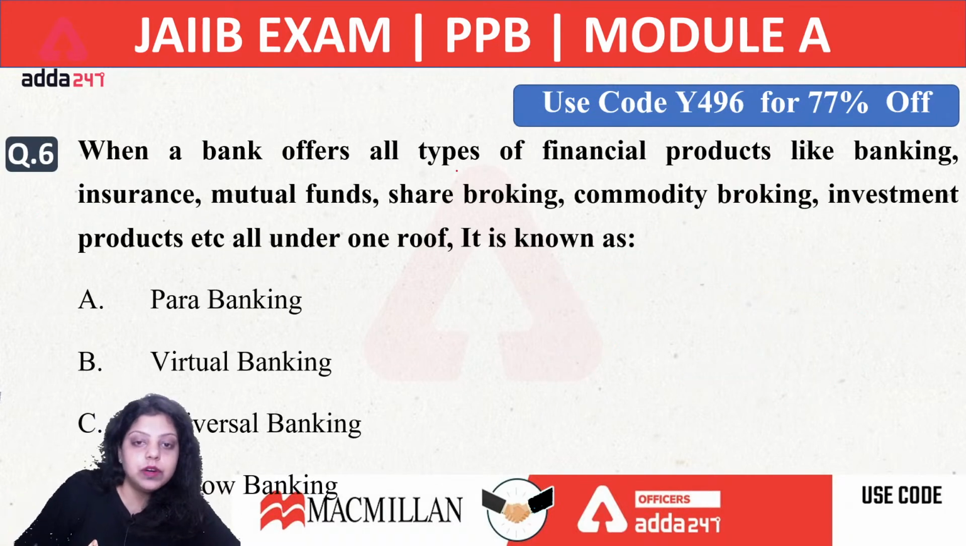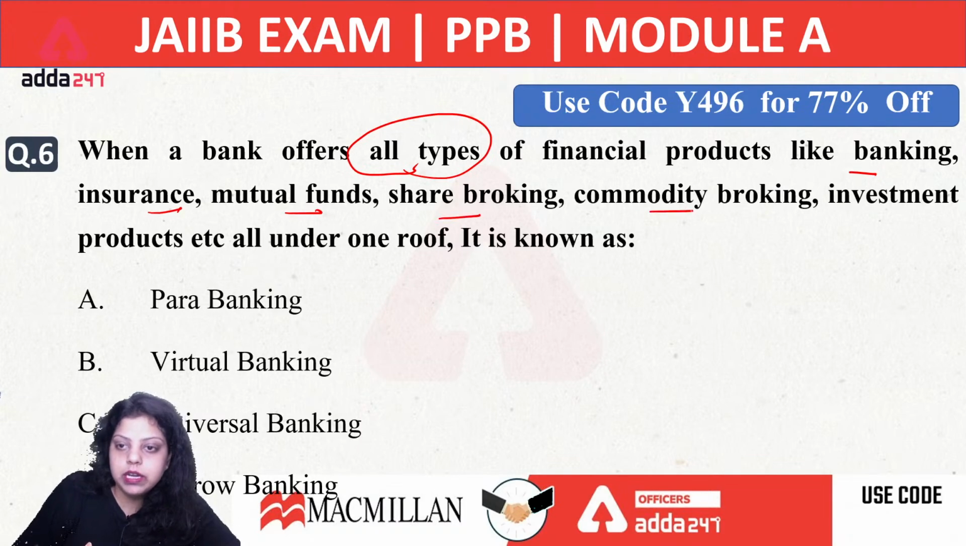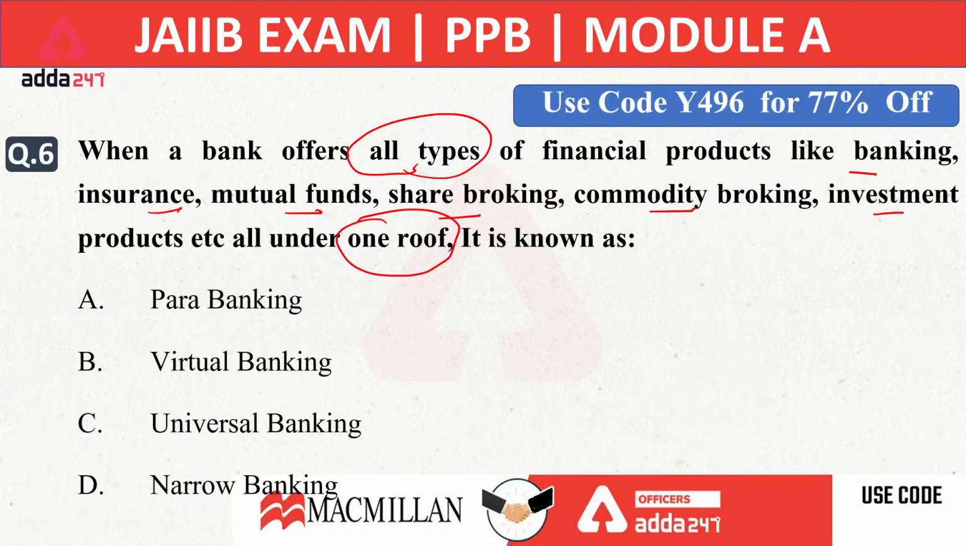When a bank offers all types of financial products like the banking products, insurance products, mutual funds products, share broking, commodity broking, investment products, etc., all under one roof, it is known as. So when a bank is providing all types of services, all types of activities under one roof, which type of banking is it? Para, virtual, universal or narrow?